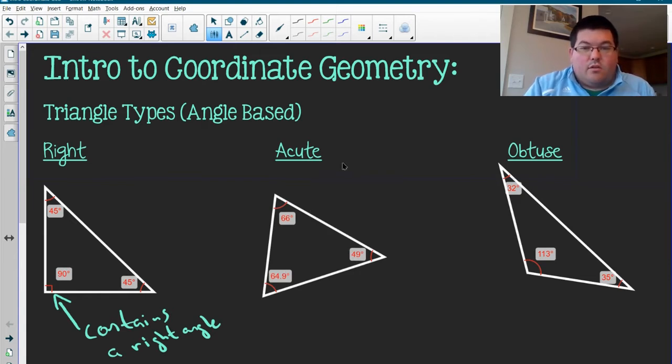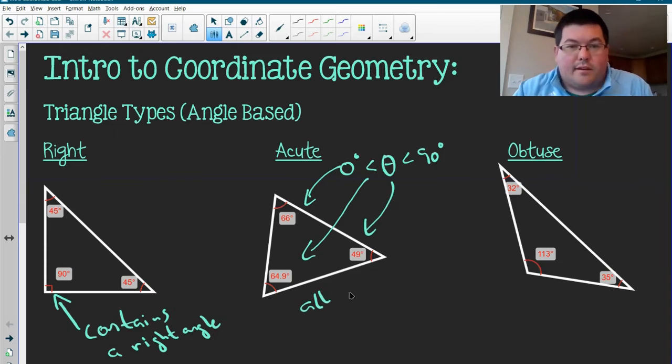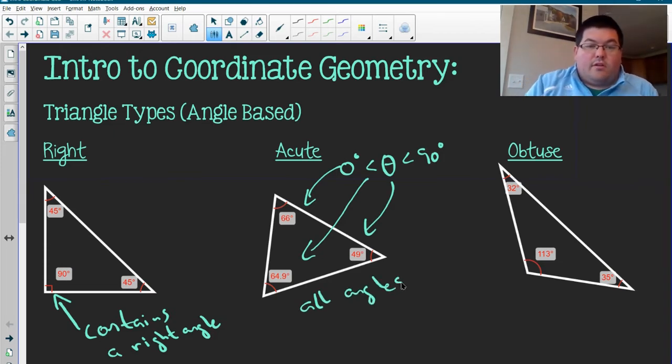Acute triangles, oddly enough, have acute angles, right? Notice that every single one of these angle measures is between 0 degrees and 90 degrees, right? That's true for 66. That's true for 49. That's true for 64.9. So an acute triangle means all angles are acute.